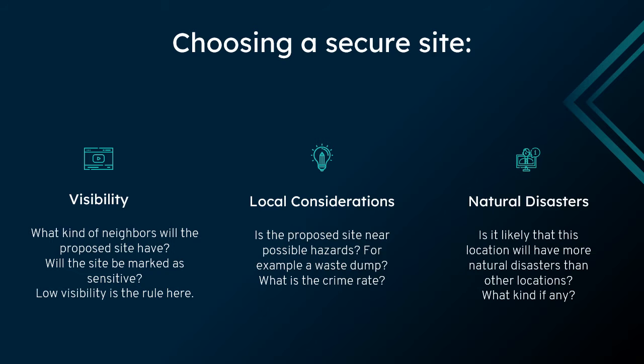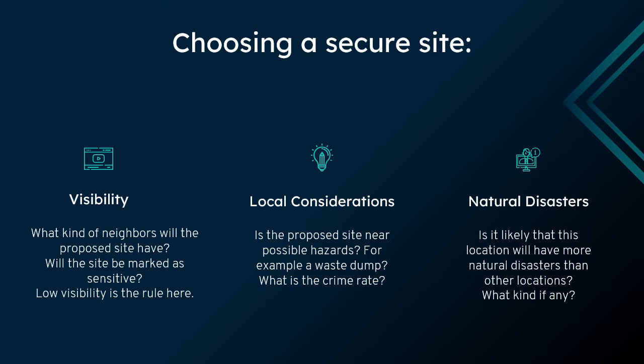Choosing a secure site. The environmental placement of the facility is also a concern during initial planning. Security professionals need to consider such questions as visibility. What kind of neighbors will the proposed site have? Will the site be marked as sensitive? Low visibility is the rule here. So we'll make sure that the site is not easily recognizable.